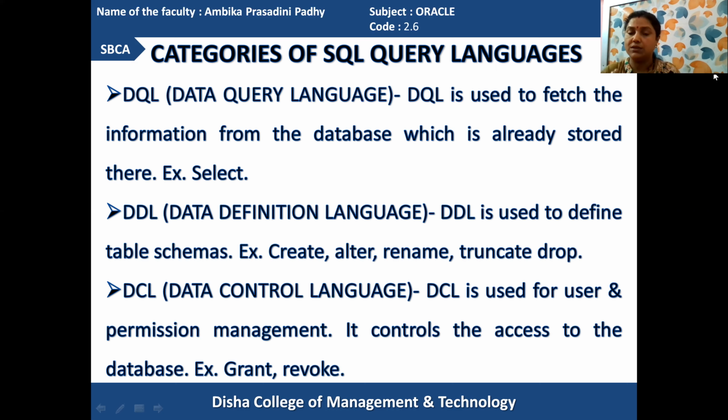Suppose the table consists of 5 or 6 rows, 5 or 6 columns. Out of that, only 2 or 3 columns you want to display. Then also through select, you can provide the query line and display only those specific column information, not all. If you want to display all information, then you can use select star from. Star from means all information.